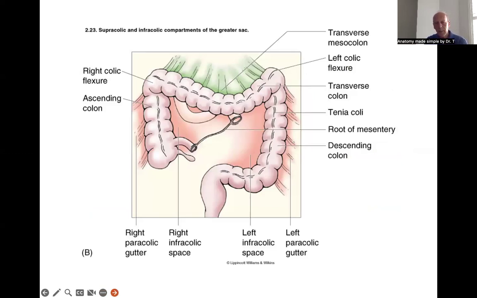If you're thinking about the supra and infracolic compartments, this picture could be of some value. This is the transverse colon, which has its own mesentery, that is the green colored part attached to it. It's the mesocolon transversum. So practically anything above would be supracolic, and anything inferior to the transverse colon and its mesentery is the infracolic compartment.